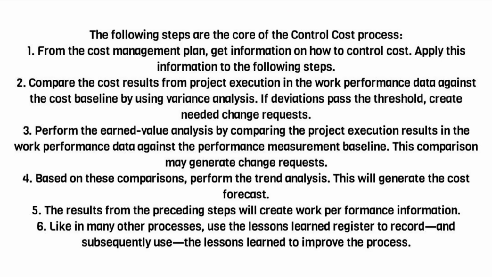The following steps are the core of the control cost process. 1. From the cost management plan, get information on how to control cost. Apply this information to the following steps. 2. Compare the cost results from project execution in the work performance data against the cost baseline by using variance analysis. If deviations pass the threshold, create needed change requests. 3. Perform the earned value analysis by comparing the project execution results in the work performance data against the performance measurement baseline. This comparison may generate change requests.